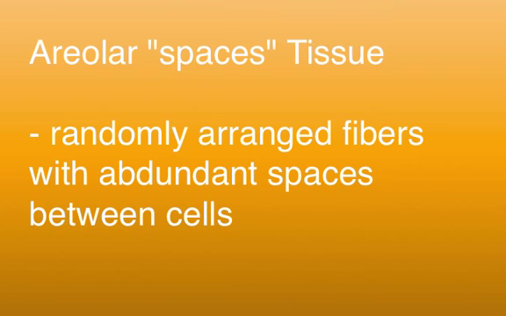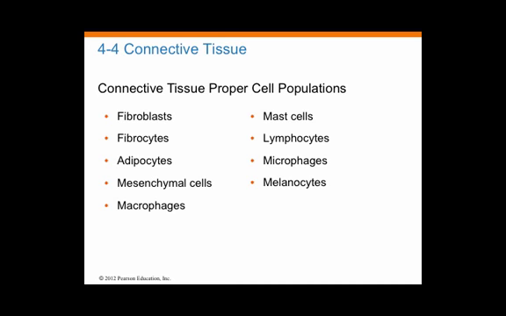Areolar is a name that means spaces. This tissue therefore possesses randomly arranged protein fibers with abundant intercellular spaces. Scattered within the spaces are the many different cell types of connective tissues, including fibroblasts, fibrocytes, adipocytes, mesenchymal cells, macrophages, mast cells, lymphocytes, microphages, and melanocytes.